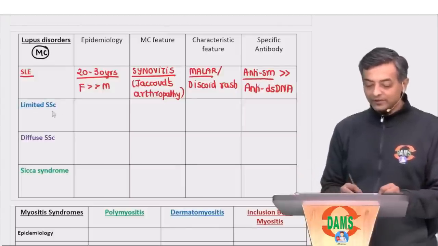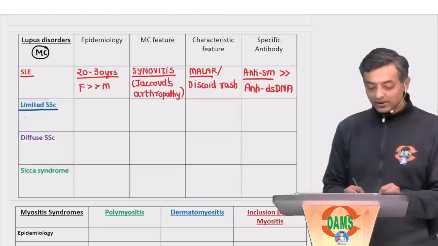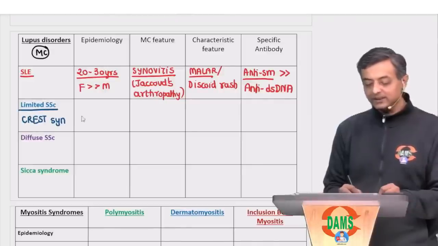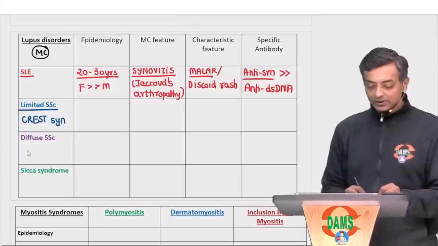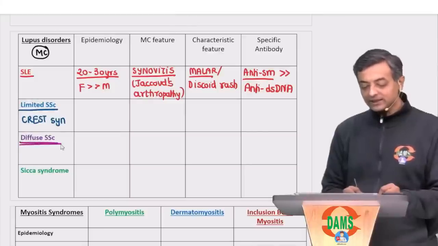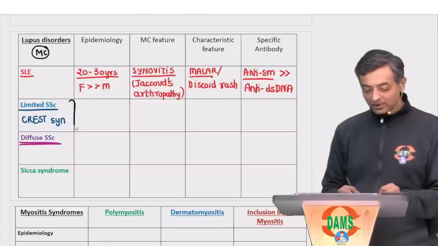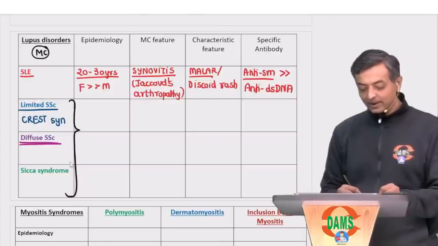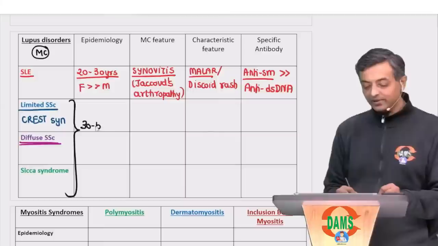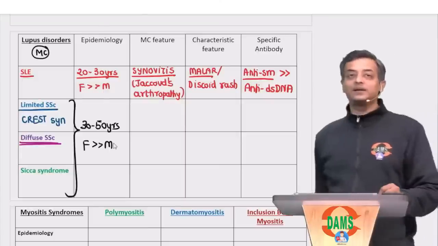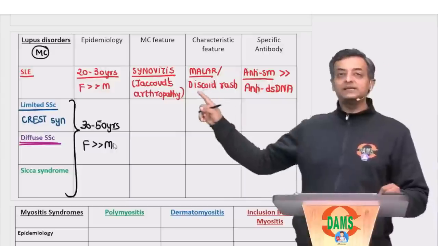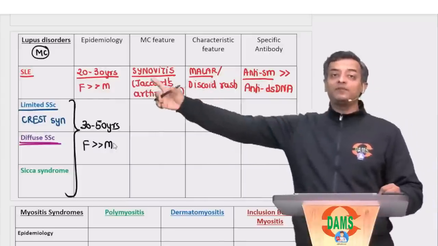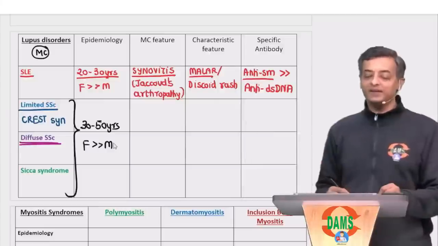Limited form of systemic sclerosis, also known as CREST syndrome. So the limited as well as the diffuse form, both of them, rather all the remaining ones, are 30 to 50 years. Middle-aged females are affected in all the other three. So, SLE is the only one of young females. Otherwise, differentials we think of.